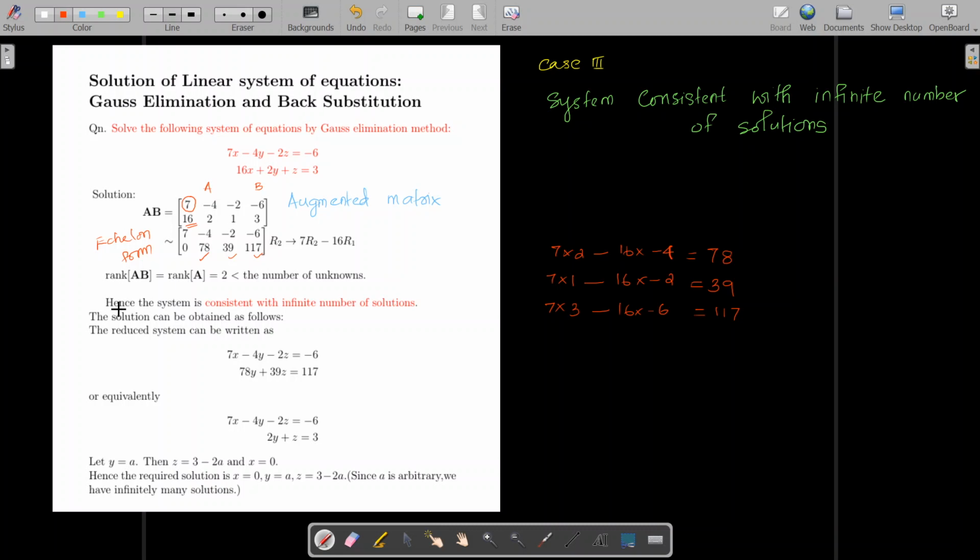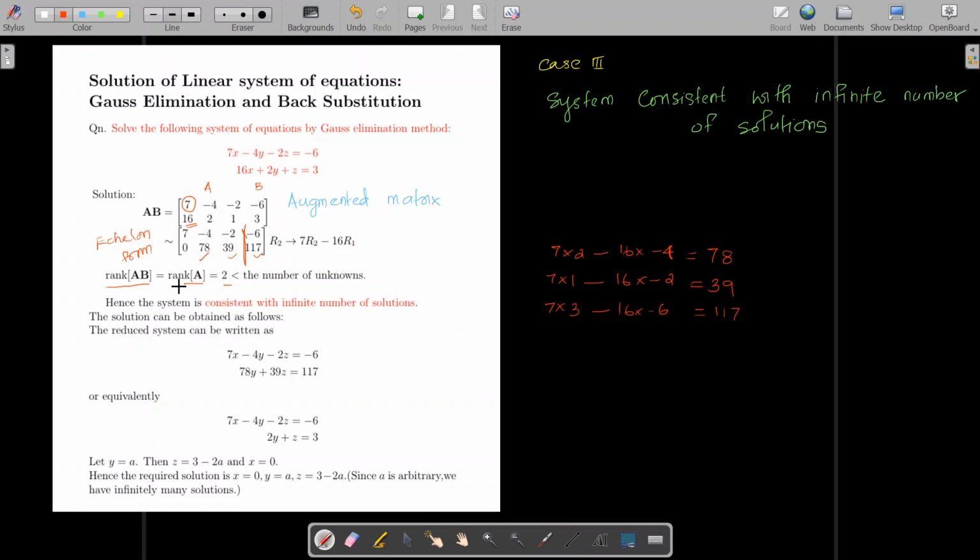Now we can consider the consistency of the system of equations. We first consider the rank of the augmented matrix AB by finding the number of non-zero rows in the echelon form corresponding to the augmented matrix. There are 2 non-zero rows and hence the rank of AB is equal to 2. Now we consider the rank of A. Rank of A is obtained by eliminating this last column from this row echelon form corresponding to the augmented matrix. And here also you can see that there are 2 non-zero rows, hence rank of A is also equal to 2.